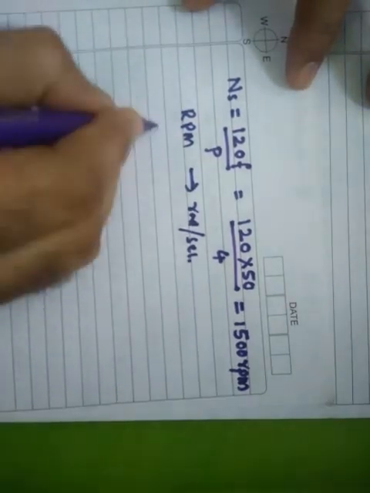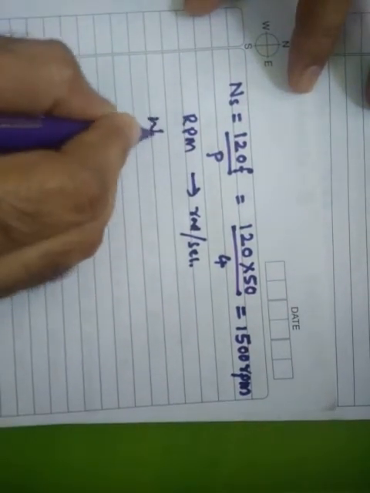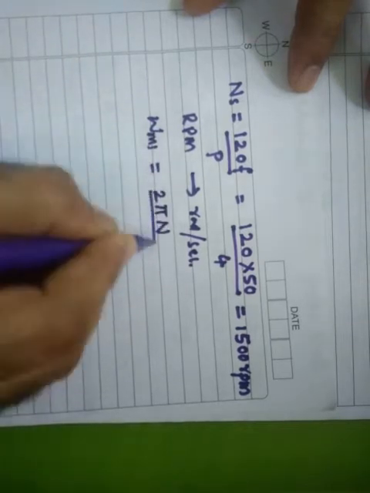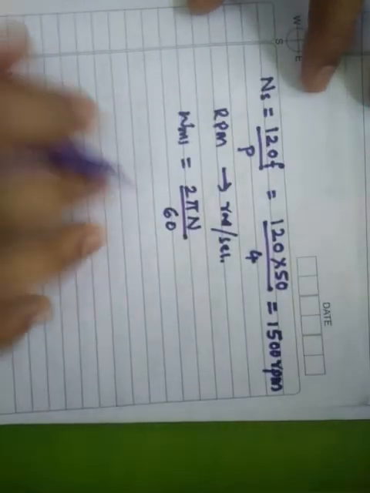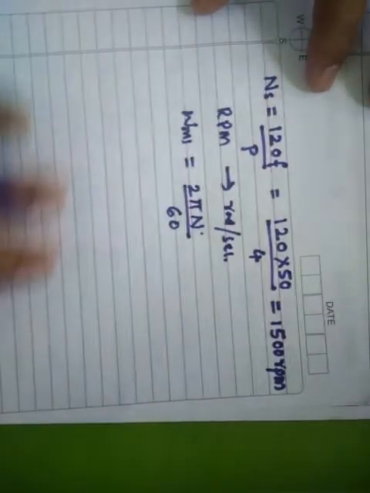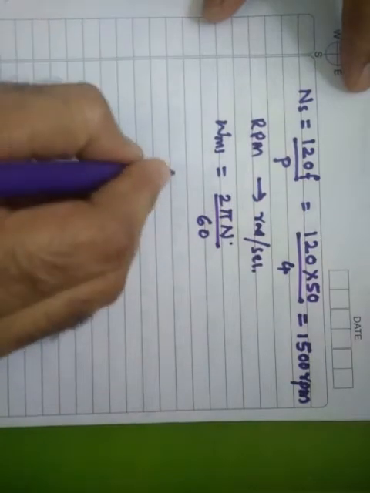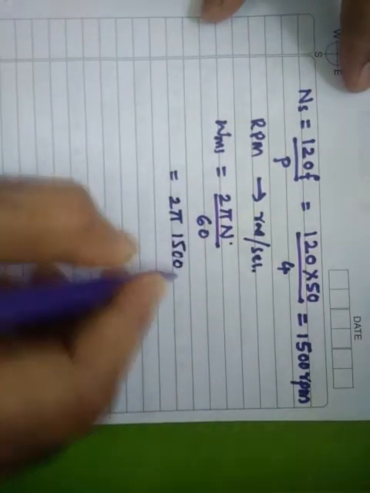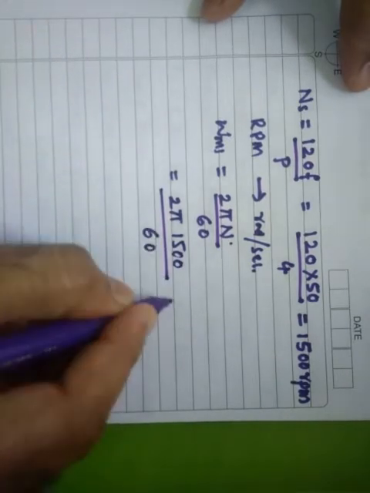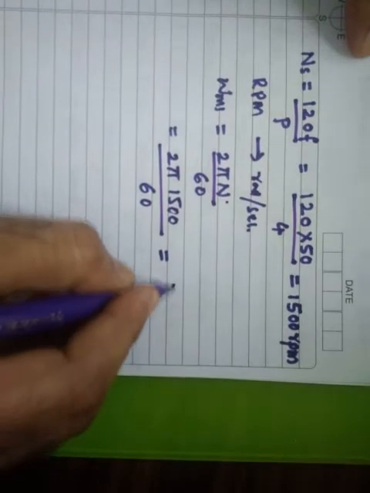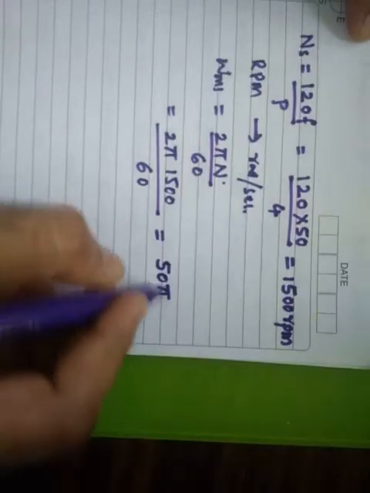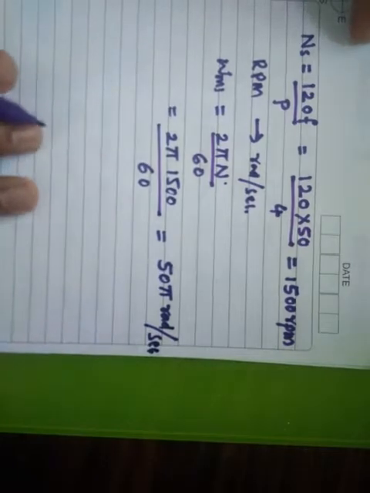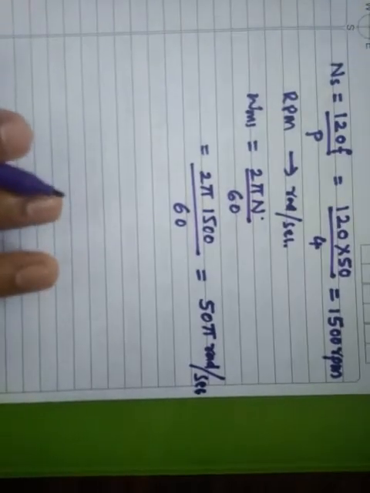So what should I use here? Omega ms is equal to 2 pi n divided by 60. Substituting the n value, 2 pi n divided by 60, I got 50 pi radian per second. Now I got the omega ms.